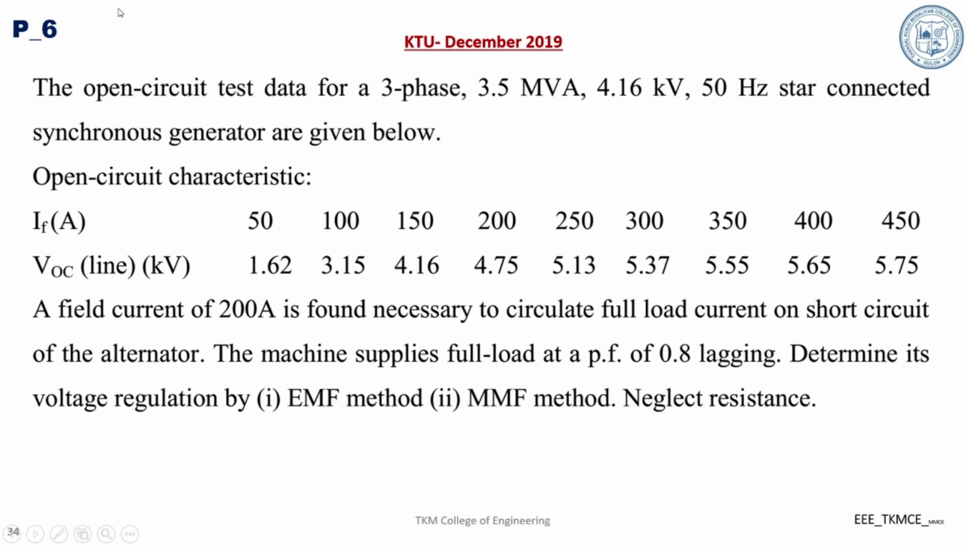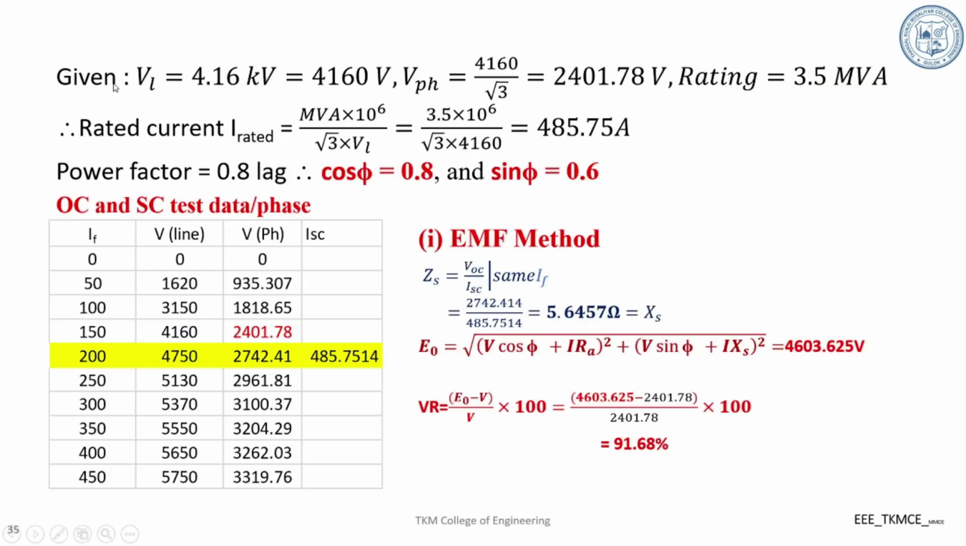Neglect armature resistance. So from this problem, it is clear that a field current of 200 ampere is required to circulate rated armature current under short circuit condition. That is, IF2 is directly given as 200 ampere. Coming to the solution, the line value of the voltage is given as 4.16 kV, that is to be converted into phase value, and the phase value is obtained as 2401.78 volt. From the power rating and line value of the voltage, we can calculate the rated armature current as 485.75 ampere. As the power factor is 0.8, sin phi is equal to 0.6.